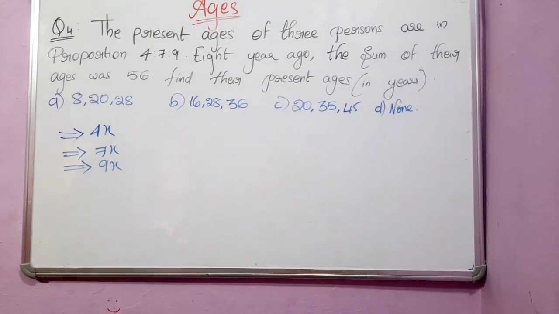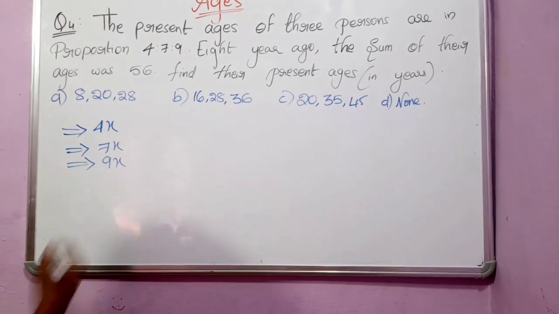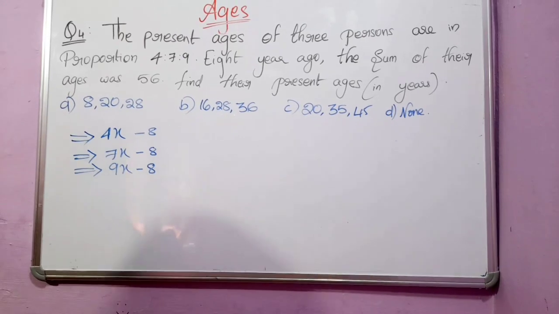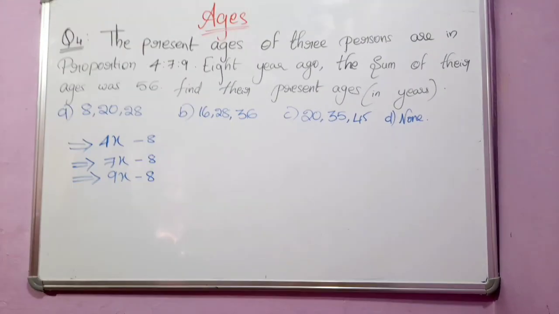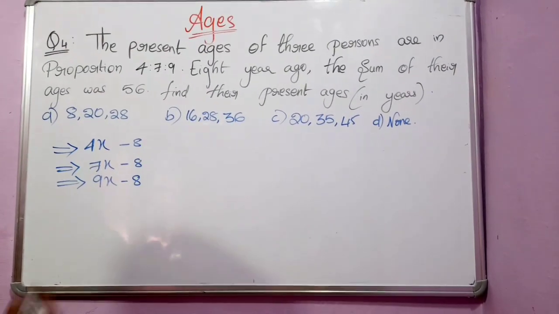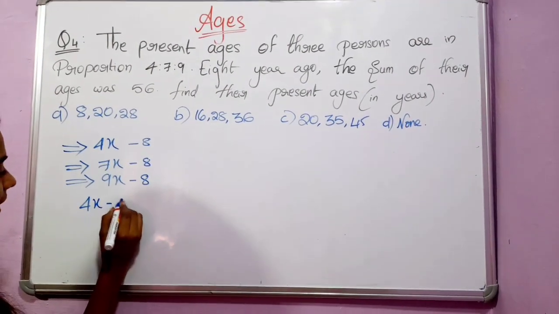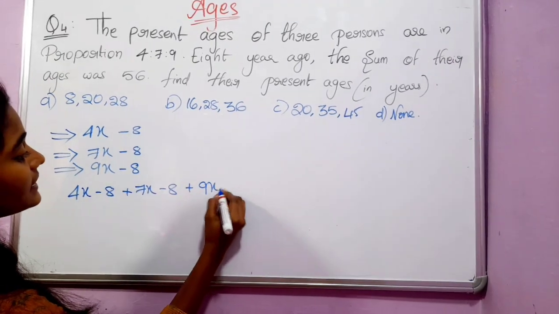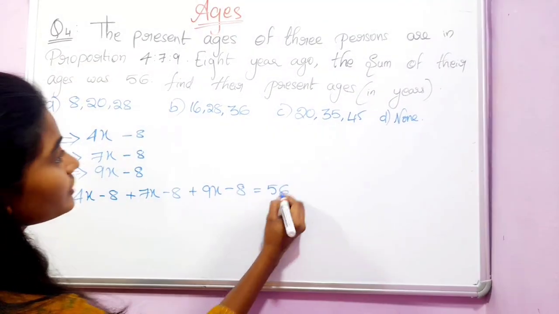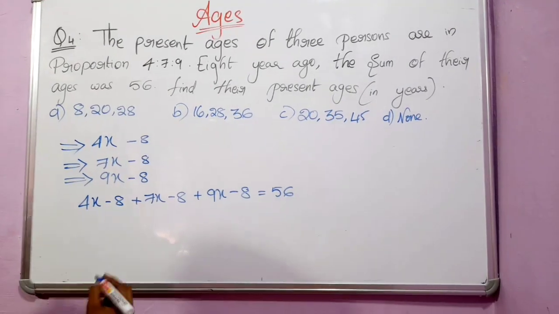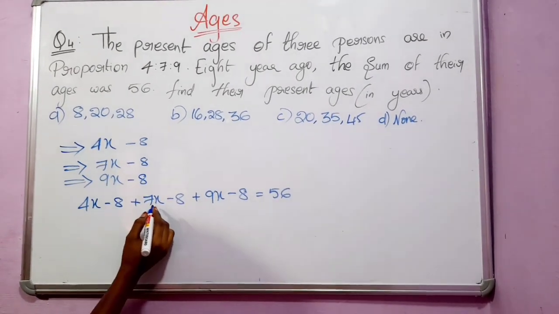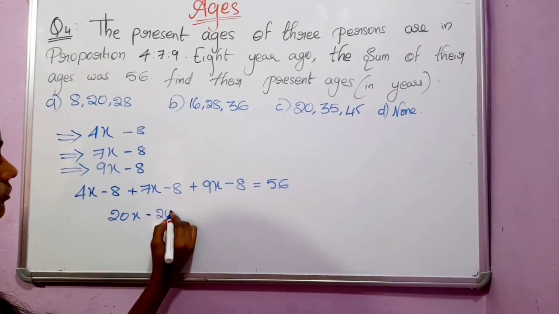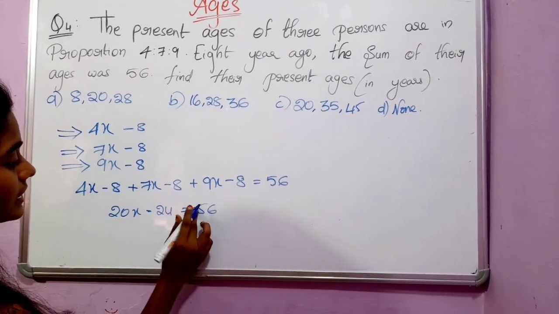If you observe carefully, 8 years ago means 4x minus 8, 7x minus 8, 9x minus 8. The sum of their ages was 56. So we have to sum all this. 4x minus 8 plus 7x minus 8 plus 9x minus 8 equals 56. Okay, 56. And now 4 plus 7 is 11, plus 9 is 20, 20x minus 24, it is equals to 56.